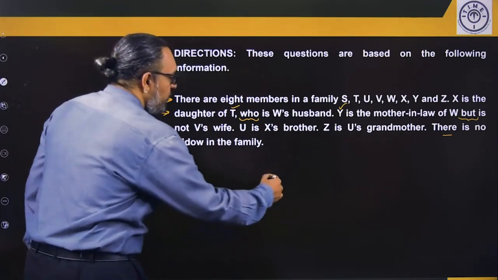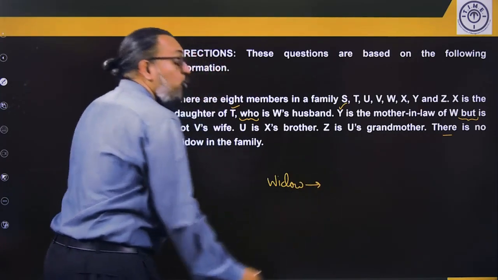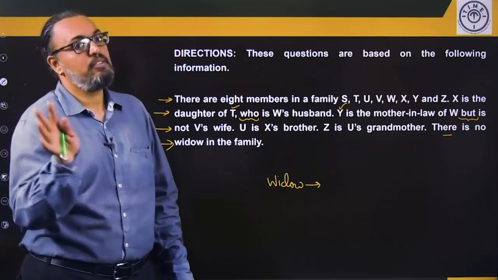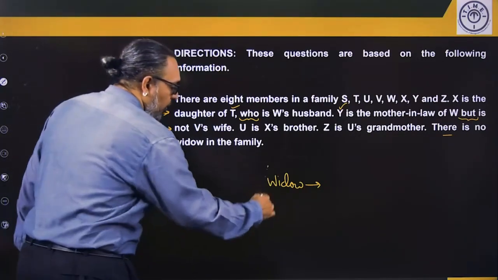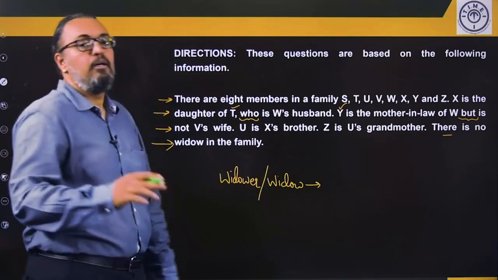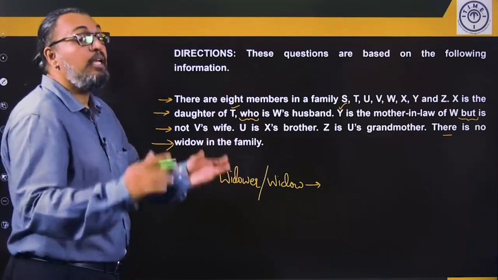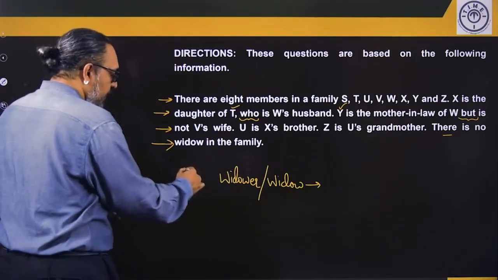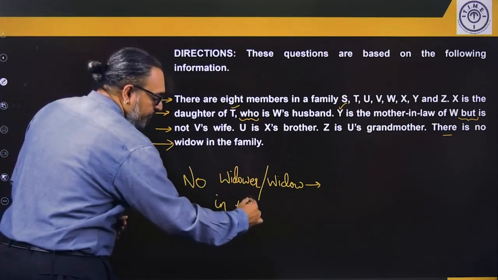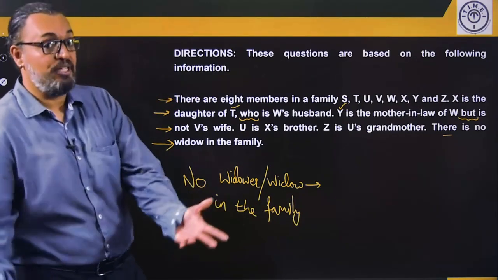Then further what he says, there is no widow in the family. Now this is where we need to understand carefully. Widow. Who is a widow? Widow is referred to a female whose husband is no more. Okay. Or widower. Widower is usually referred to a male whose wife is no more. Okay. So when he says there is no widow in the family, how do you interpret it? Now in general, if I say no widow or widower in the family, how do you understand this with respect to the family tree?